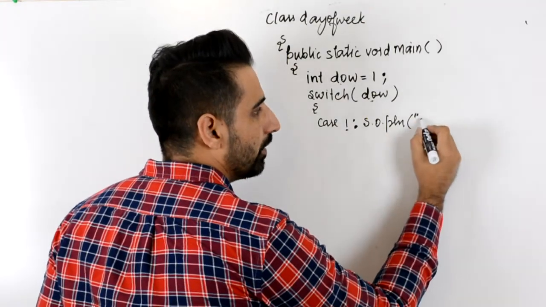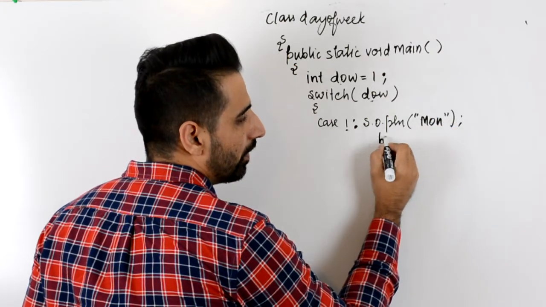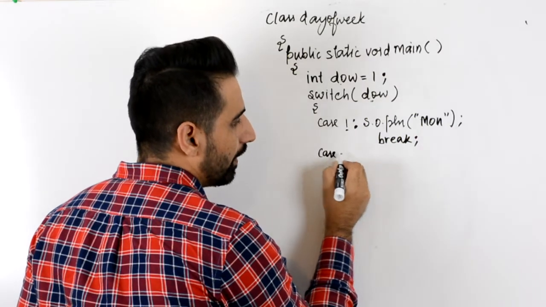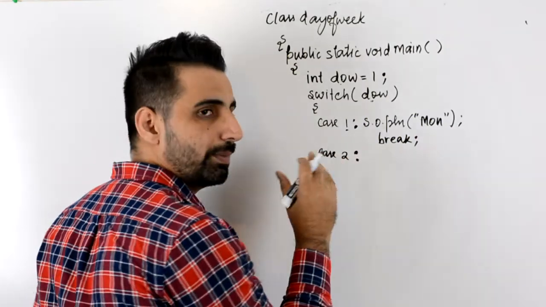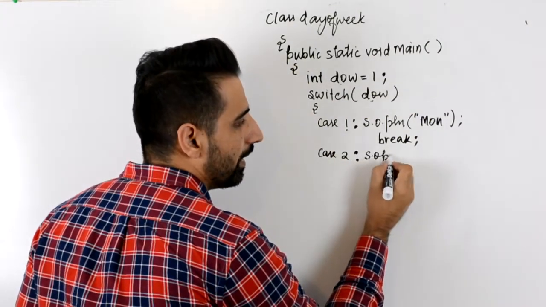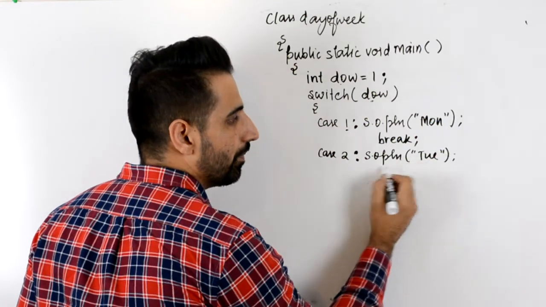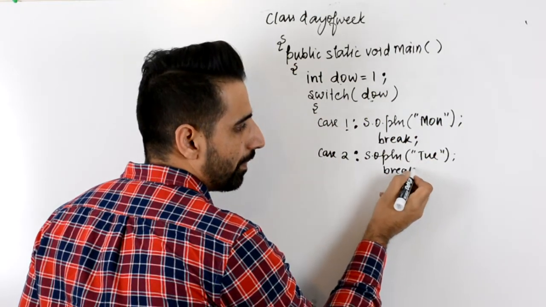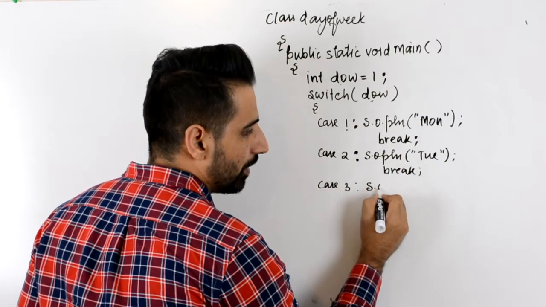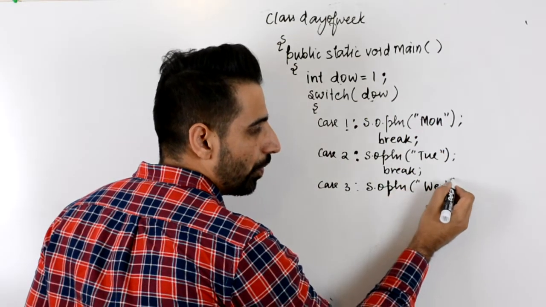System.out.println, what will we write down? Monday. Then I'll write down break, then case 2. This case will be in lower case. Okay, case 2, system.out.println, that will be Tuesday. Then again break. The same way we write down case 3, system.out.println, then we write down Wednesday.